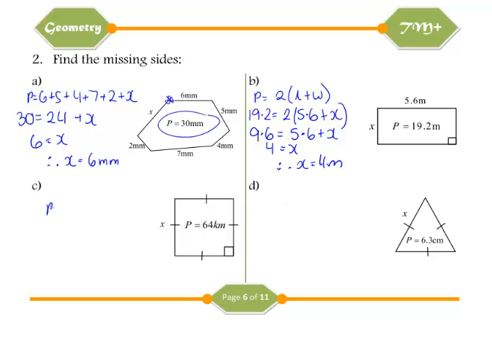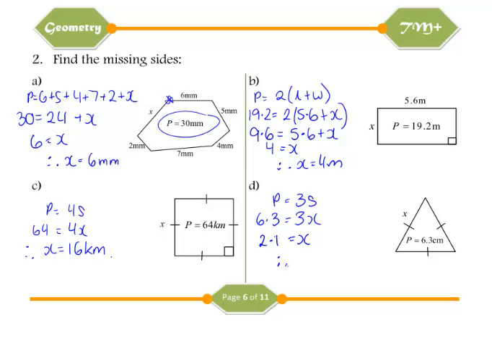Next one's a square. So perimeter is 4 lots of the sides. 64 is going to be 4x. Divide both sides by 4, so x is 16 kilometres. Last one, equilateral triangle. So that would be 3 lots of the side. 6.3 equals 3 lots of x. Divide both sides by 3. And you get x is approximately 2.1. So therefore, not approximately, exactly. So x is equal to 2.1 centimetres.